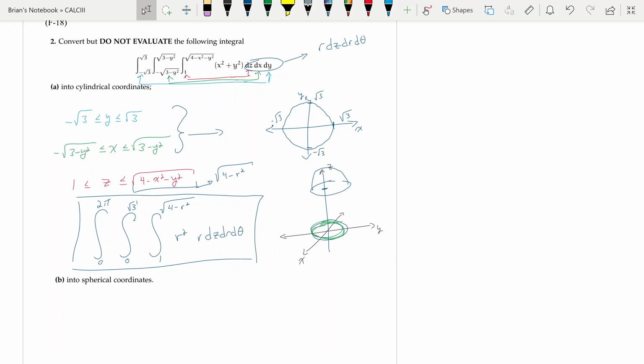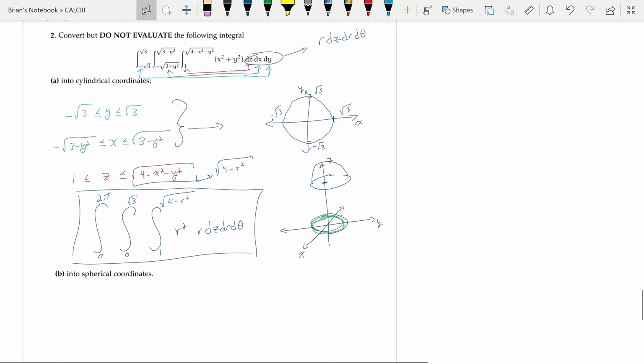Okay, so let's start by converting our function into spherical. That might be the easiest. So we'll have x squared plus y squared. Converting that, that's just equal to r squared, right? Remember, r in cylindrical is equal to rho sine of phi. Then we just need to square it, which becomes rho squared sine squared. Cool.